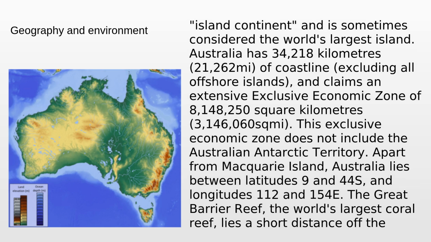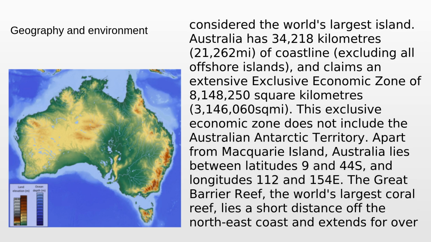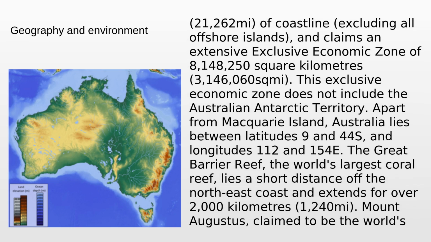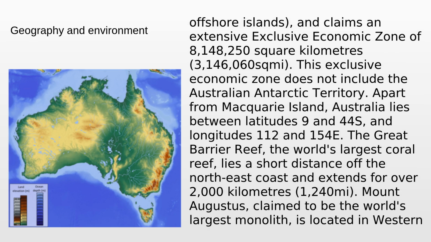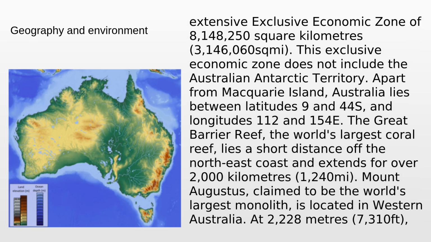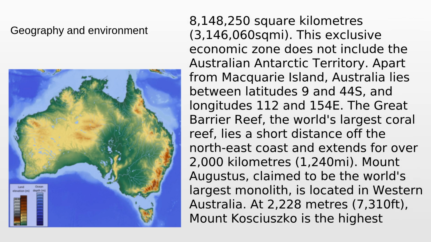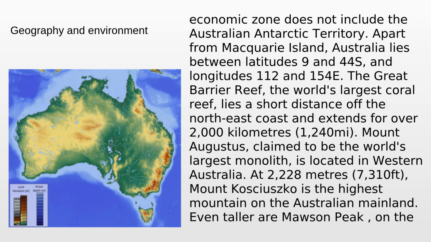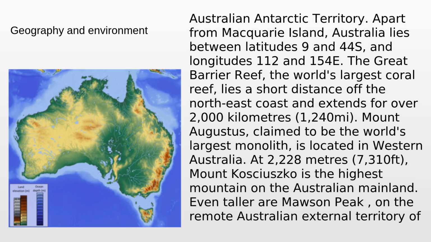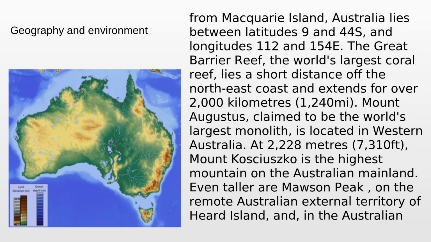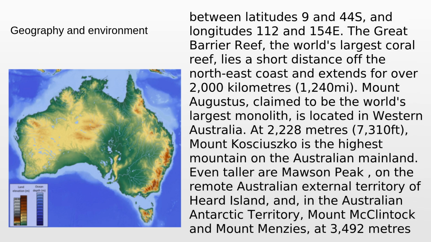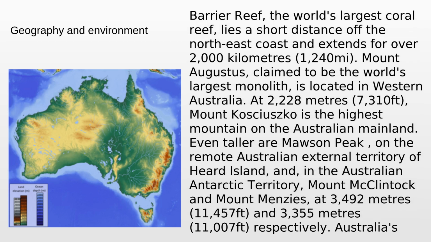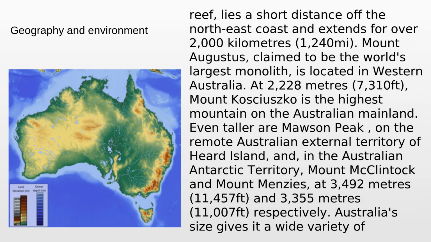Australia has 34,218 kilometers, 21,262 miles, of coastline, excluding all offshore islands, and claims an extensive exclusive economic zone of 8,148,250 square kilometers, 3,146,060 sqmi. This exclusive economic zone does not include the Australian Antarctic Territory. Apart from Macquarie Island, Australia lies between latitudes 9 and 44°, and longitudes 112 and 154°.